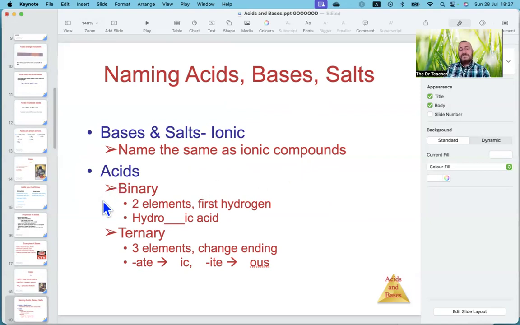So naming acids, bases, salts, we name them as ionic compounds. So acids, binary, 2 elements. There is first hydrogen, so you see hydrochloric acid. It's always hydro at the beginning. Ternary, there are 3 elements, so acetic acid, where you change the -ate to -ic.